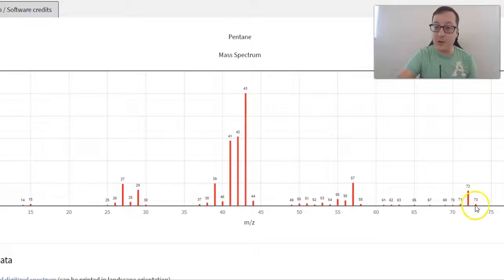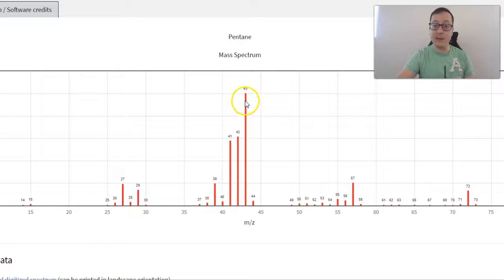You will see smaller what are called satellite peaks as a result of isotope effects. For example, carbon-13 would give you that 73 by having one carbon that has one extra neutron. 71 we might see if we've blasted off a hydrogen as well. So you'll often see very important peaks and then peaks with a few small little tweaks here and there.